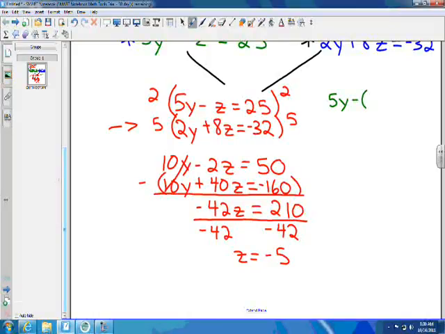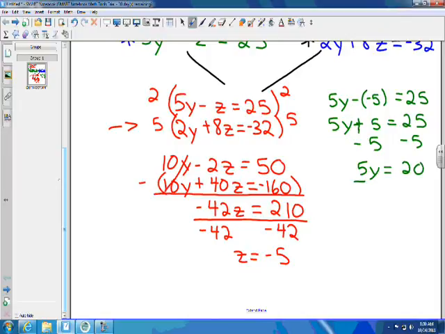5y minus, 5y minus negative 5 equals 25. So what do we get for y? y equals 4. Now you have two of your values.